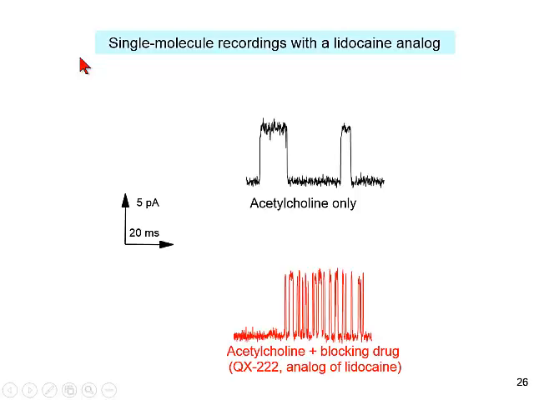And if you are unlucky enough to have grown up in a region where the water is not fluoridated, you have cavities, you go to the dentist who has to do some dental surgery, the typical local anesthetic there will also be lidocaine or a derivative. Now, here are some single molecules with a lidocaine analog. Here is a typical trace with acetylcholine only. And here is a typical trace with an analog of lidocaine with this fancy name, QX222. You don't have to remember it. It looks quite different. It looks as though rats have been chewing on it.